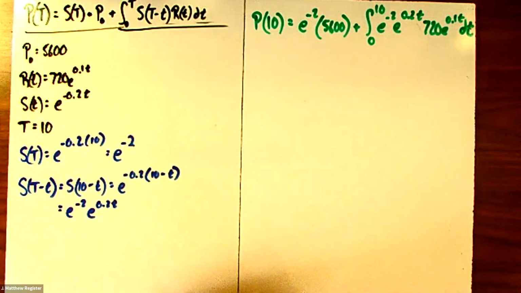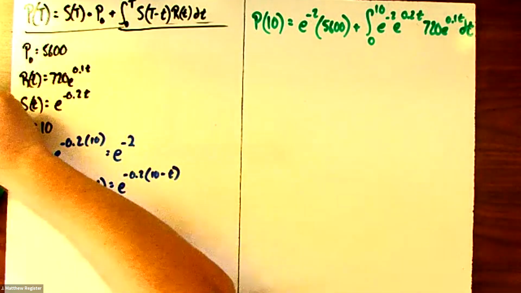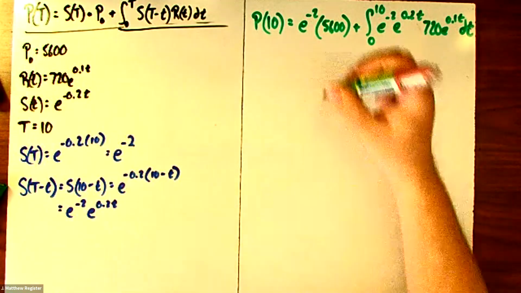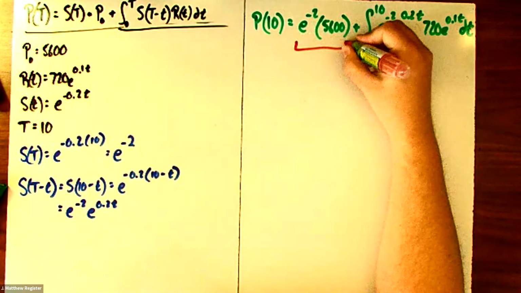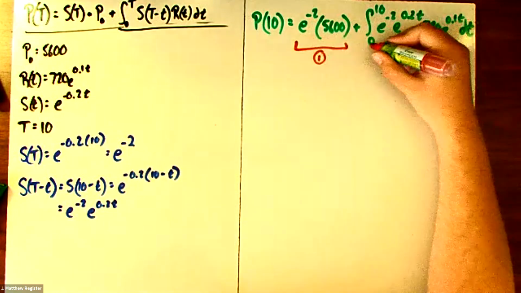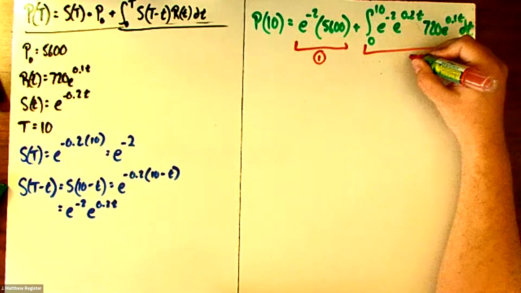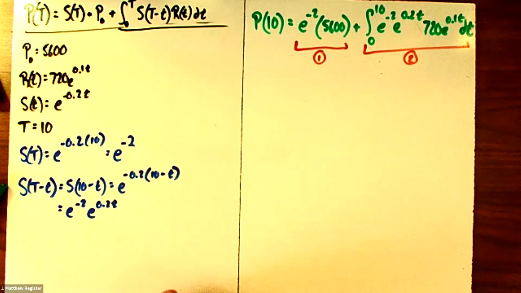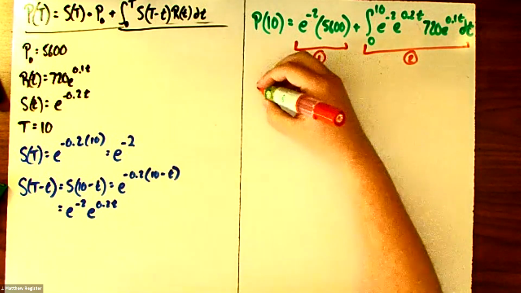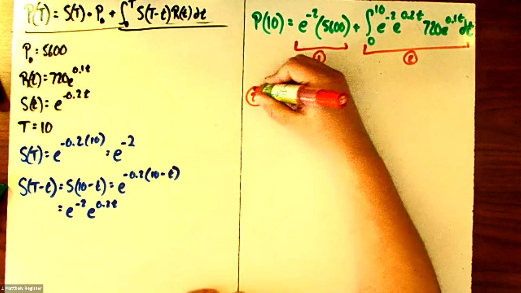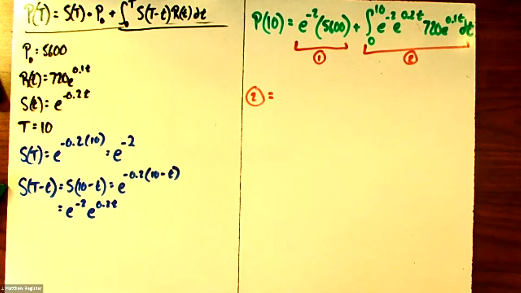Looking at this, we can see that we have two parts. The first part is this bit right here. We'll just call that number 1. And then this part right here is the more complicated part 2. Part 1 is done. We can plug that into a calculator and be done with it. Part 2 is not done. And so let's see if we can just take part 2 and clean it up a little bit.